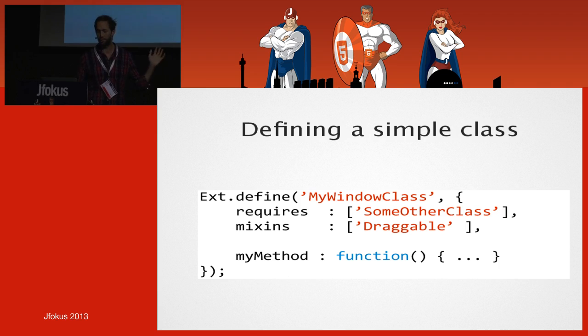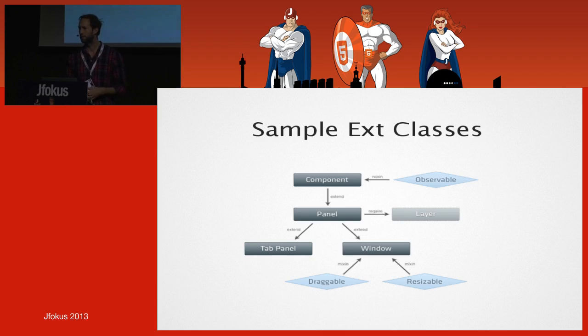So this is what you do when you define your classes. You pass in a string, that's the class name. You put in some requires, that's your dependencies. You can plug in additional mix-ins to augment the class, like draggable in this case. And of course, you can put any method, since this is just a JavaScript object literal. So you can put any Boolean or function you want there.